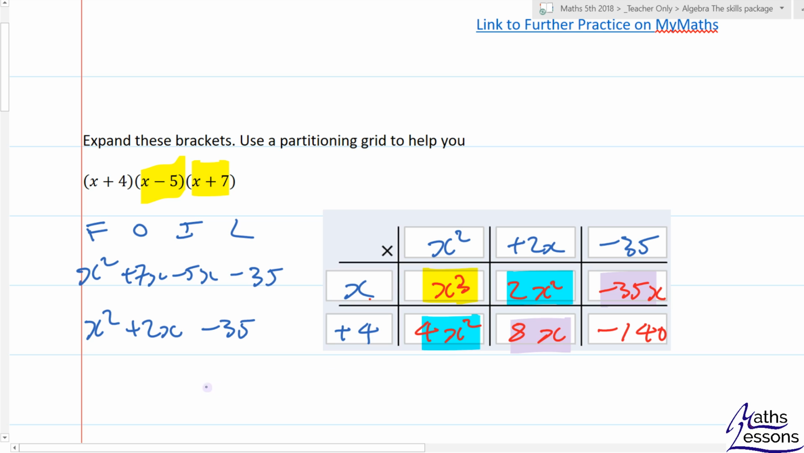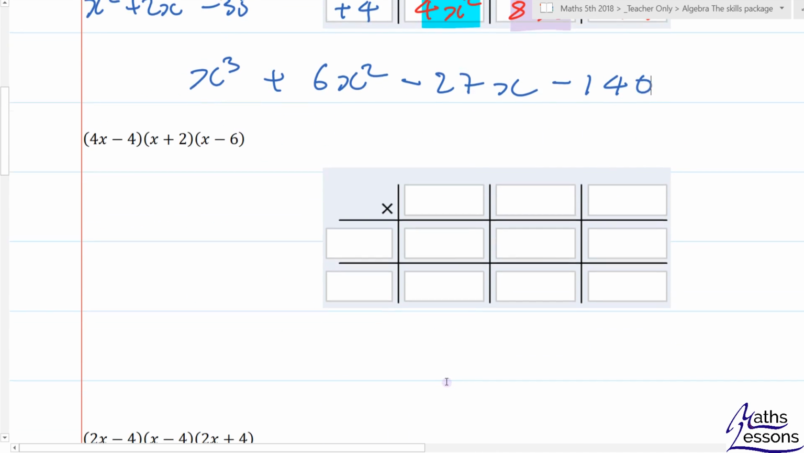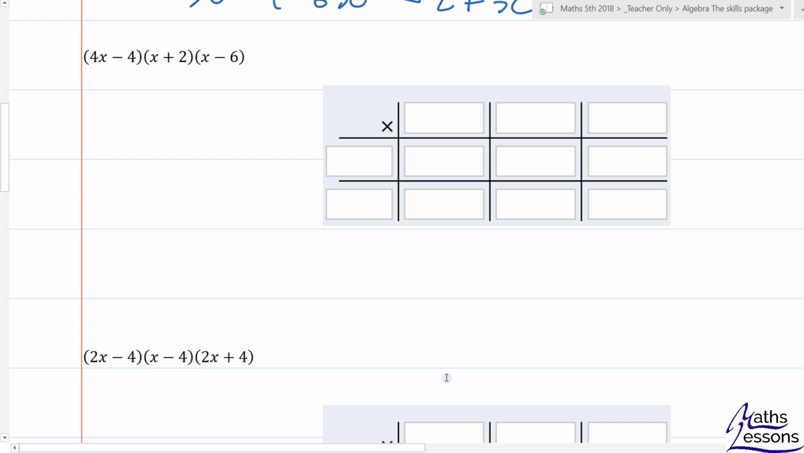So the answer will be the cubes, x cubed, squareds: 4 plus 2 is 6x squared. The x's: minus 35 plus 8 is, I like to think of it as 35 minus 8. I find that a bit strange, so it gives me 27, so it's minus 27x. And then put the correct sign on the end: minus 140.